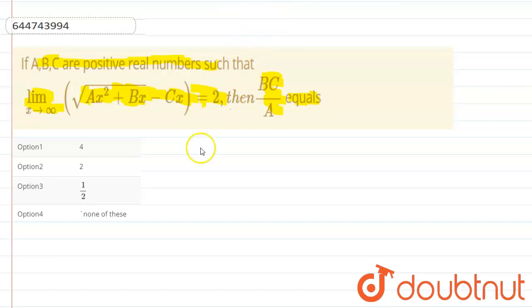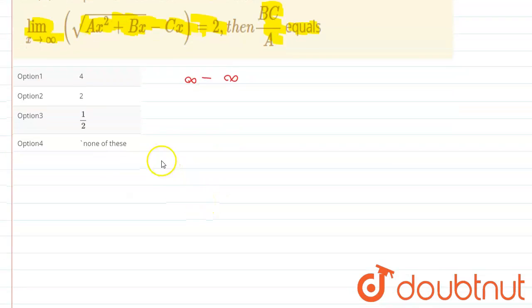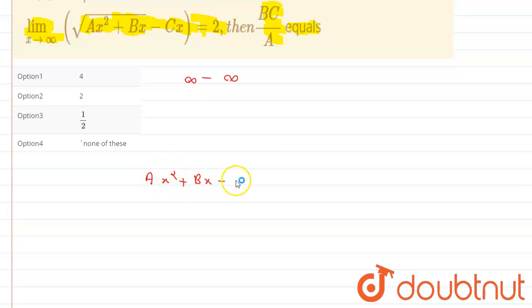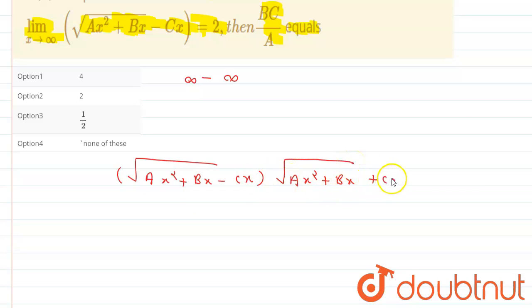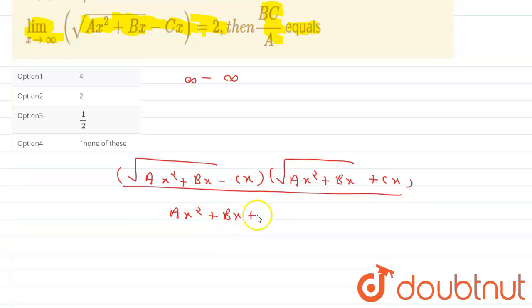Now this is a limit of the form infinite minus infinite. So we have to rationalize it. On rationalizing, what will we get? Let us rationalize this. So this is equal to root of ax square plus bx minus cx, multiplied by its conjugate, root of ax square plus bx plus cx, and divided by the same, root of ax square plus bx plus cx.